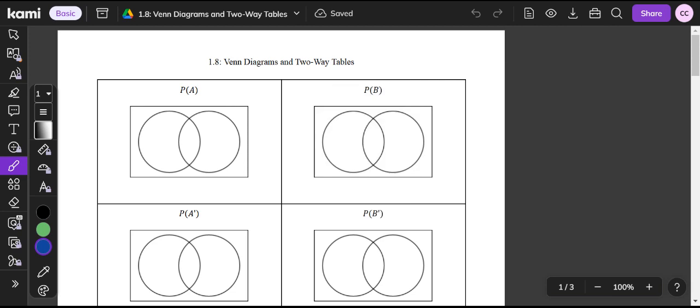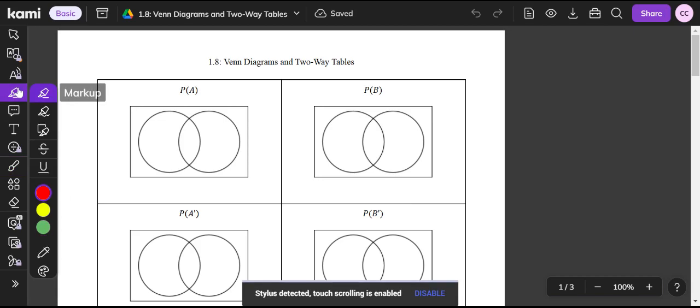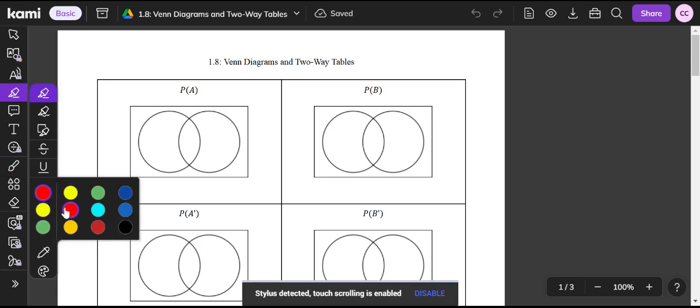All right, in this lesson, we will be talking about Venn diagrams and two-way tables. These are two different visual representations of data. So Venn diagrams, we'll start with those. They are how we compare the probabilities of two outcomes. Now, you've probably seen a Venn diagram before, just maybe not in the context of a math class.